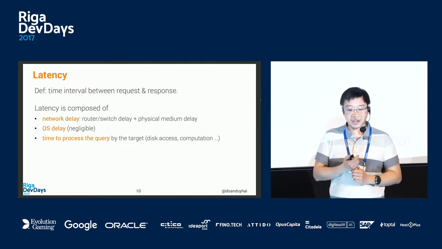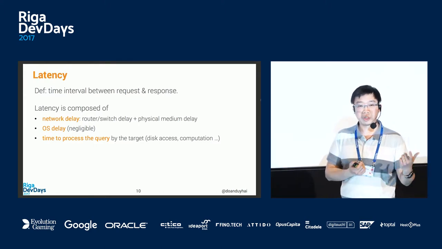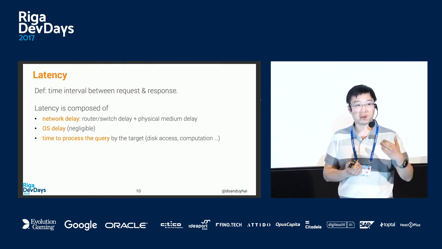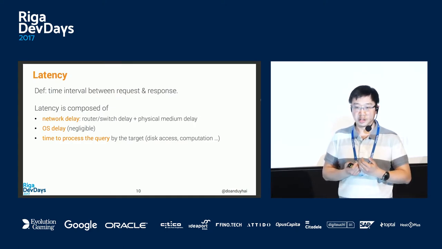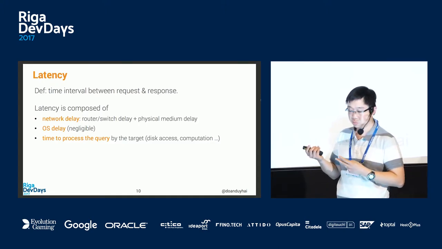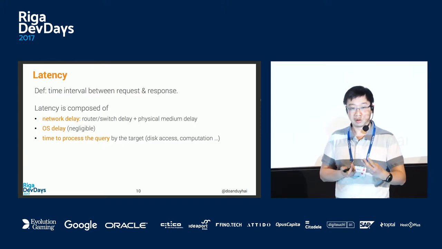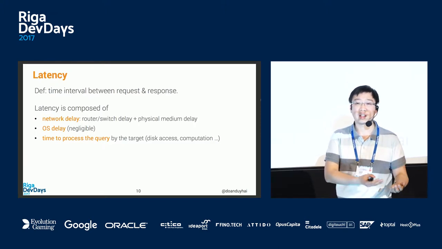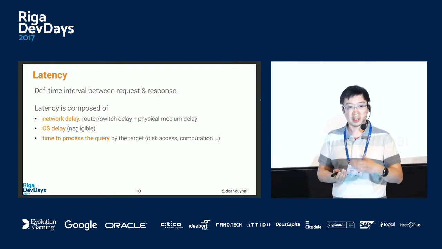Now let's talk about latency. The definition of latency is the time interval between the moment you send the request and the moment you receive the response, right? So the latency can be composed of first network delay by router, by switch, OS delay, which can be negligible, and also the time to process your request. For example, if you have a disk access, you need to compute some value, it takes time.